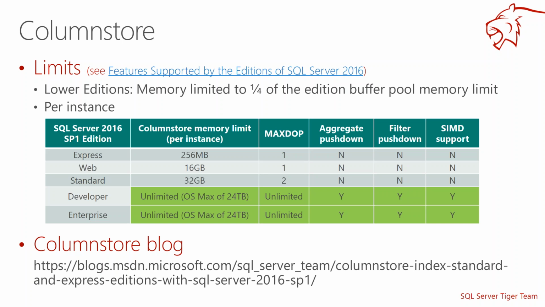So if you were to compare your edition, if you were on 2012 or 2014 Standard Edition, and you migrate to SQL Server 2016 SP1 and create a clustered columnstore index out of the box, you will see performance improvement without making any changes in your application. I think columnstore is one of the biggest differentiators in 2016, wherein without making any changes in your application code, you will see a dramatic difference in your query performance.